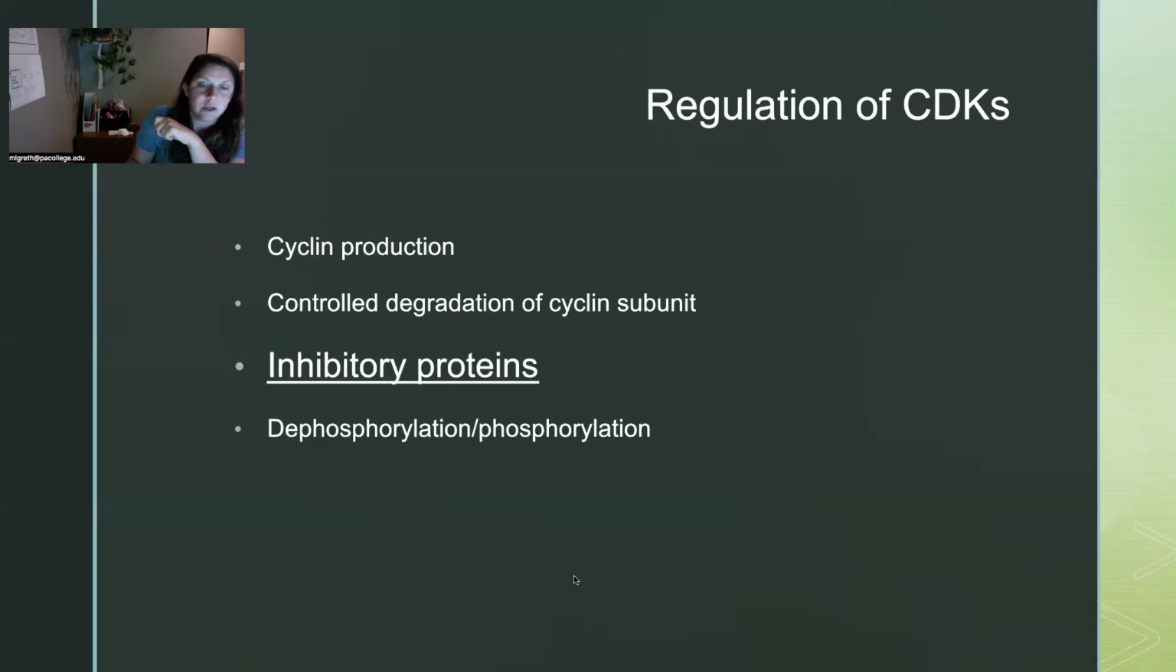All right, so inhibitory proteins. The CDKs are also negatively regulated by the inhibitory proteins known as CKI or tyrosine phosphorylation, which blocks the phosphate transfer to the substrates.